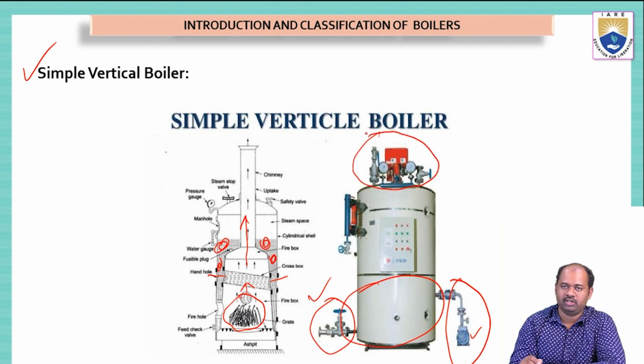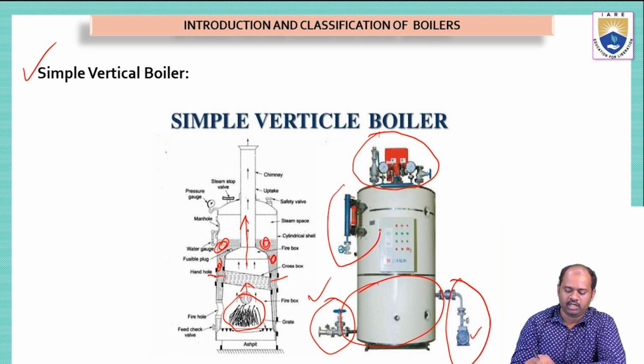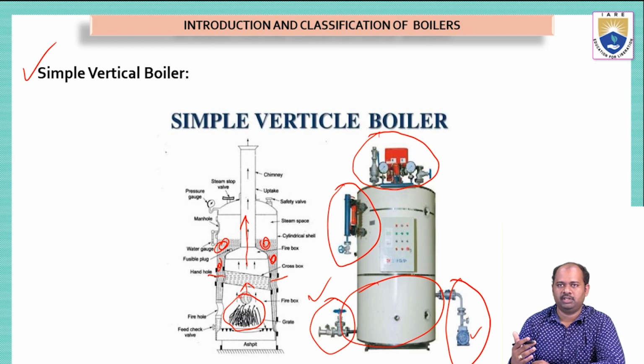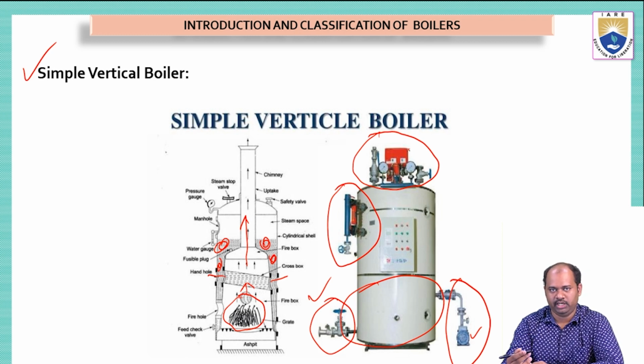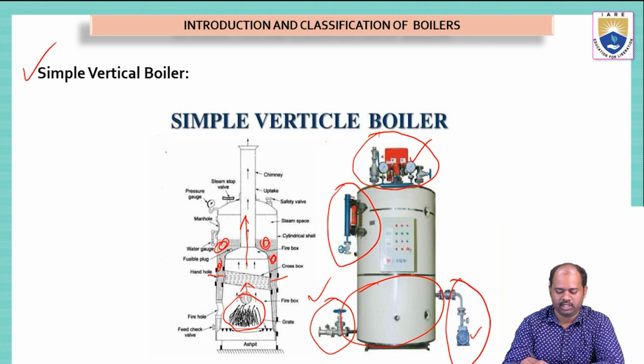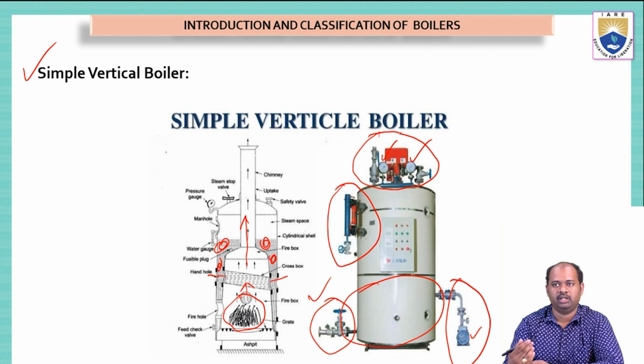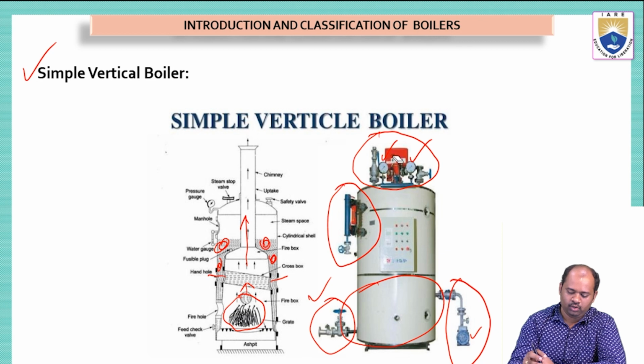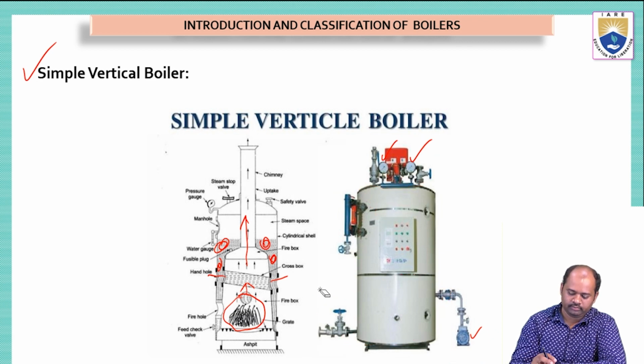There are a lot of pressure gauges and some other attachments here. This is a water level indicator, which indicates how much water is present inside the boiler, and also how much steam has been generated inside. These pressure gauges indicate the pressure of the steam that is generated inside the cylinder. So this is the general diagram, for understanding the working.